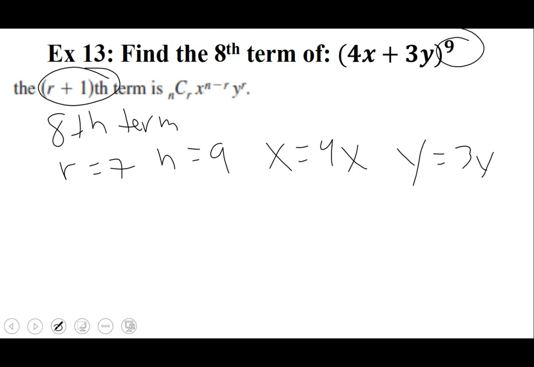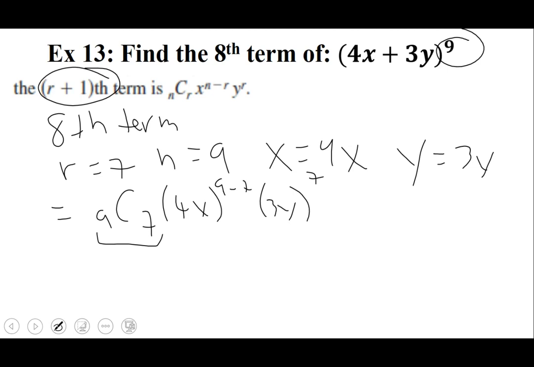So according to the formula, this is going to be 9C7 times (4x), the entire quantity, to the 9 minus 7, times (3y), the entire quantity, to the 7th. Now, if you're trying to find 9C7 without a calculator, you have to go back a few slides to look at the formula. The formula is always n factorial over n minus r factorial, which would be 2 factorial, times r factorial, which would be 7 factorial.